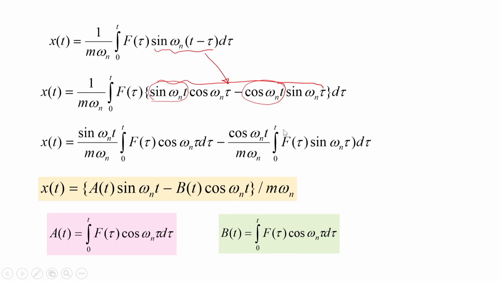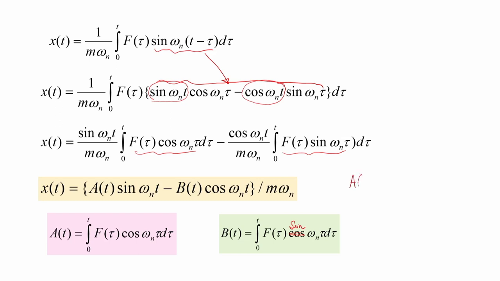Next, let us write this integral, that is 0 to t f(tau) sine omega n tau d tau, as B(t). So x(t) is nothing but A(t) sine omega n t minus B(t) cos omega n t, divided by m omega n, whereas A(t) equal to integration 0 to t f(tau) cos omega n tau d tau, and B(t) is equal to 0 to t f(tau) cos omega n tau d tau. Here this A(t) is this that you are seeing here, and B(t) will be this sin omega n t. So here actually not cos, it will be sin omega n tau.